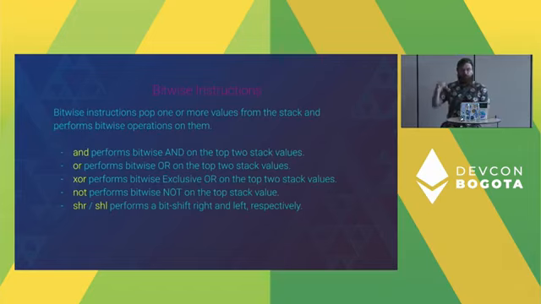An OR operation will be 1 if either of the 2 values are 1. XOR is exclusive OR, so basically it will only push a 1 if one of the 2 values is 1, but not both. NOT will invert it, so whatever the value is, if it's 0, 1, if it's 1, 0. And then SHR and SHL will perform bit shift operations where we can shift the bits left and right.